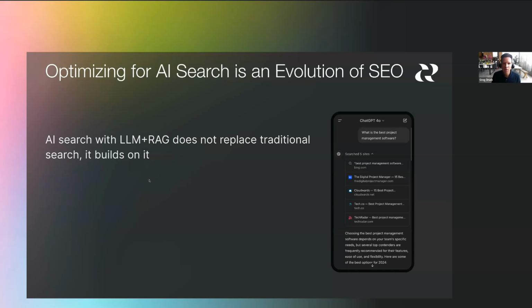And so going back to the point we made earlier, I think the narrative right now is that large language models are going to make traditional search obsolete, but actually what's happening is large language models with retrieval augmented generation are building on traditional search, more so than replacing it.